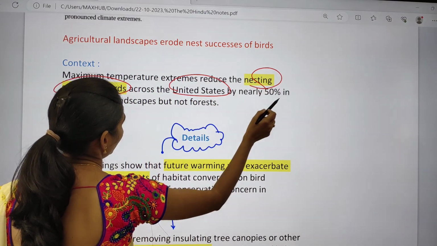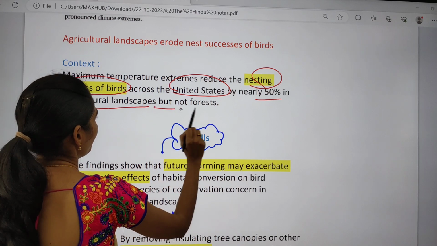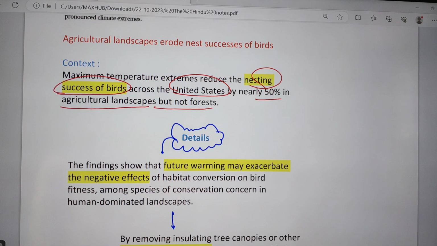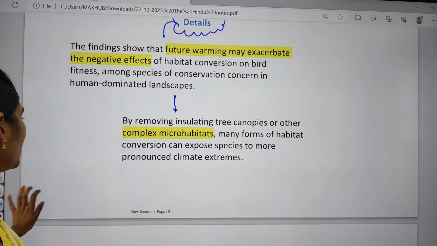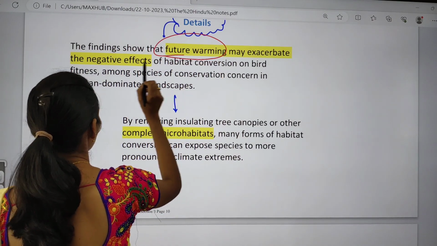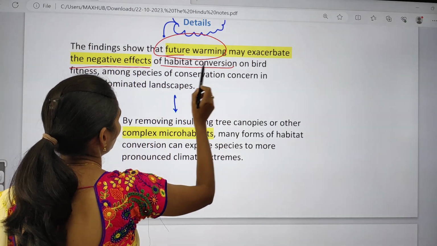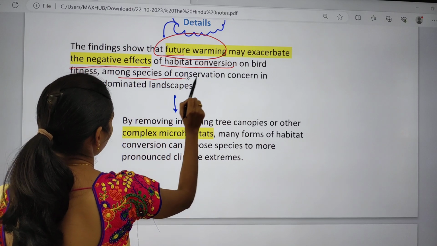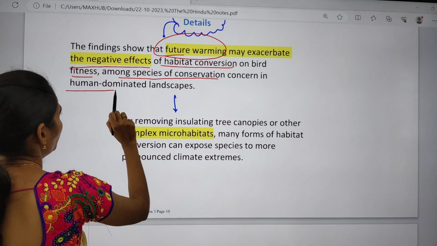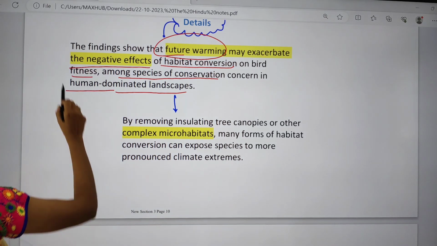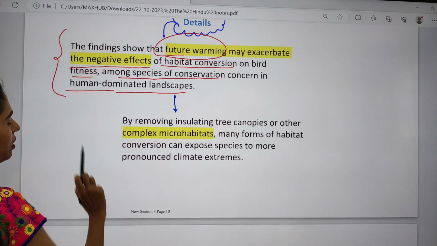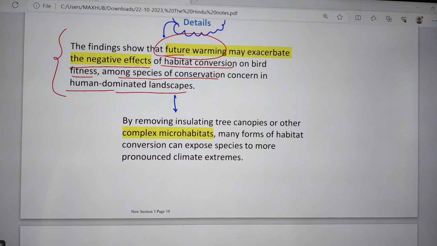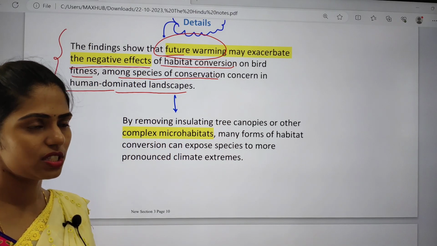And across the US, nearly 50% of agricultural landscapes, but not forest. Okay, so what happens in agricultural landscapes, there is a decrease in the nests of the birds. And the recent findings show that future warming may exacerbate the negative effects of habitat conversion on bird fitness among the species of conservation concern in human dominated landscapes. Okay, so the findings also show that future warming can also increase the negative effects of habitat conversion, and it will also have an impact on bird fitness, and we have to take a lot of steps for the conservation of these species.